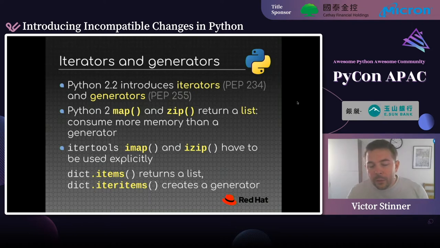And if you look at one of the most critical types in Python, the dictionary, there is a method to iterate on items. The method called items creates a list of key-value pairs. So in Python 2, you get a list. And if you want to get an iterator, you have to explicitly call a separate function called iteritems.